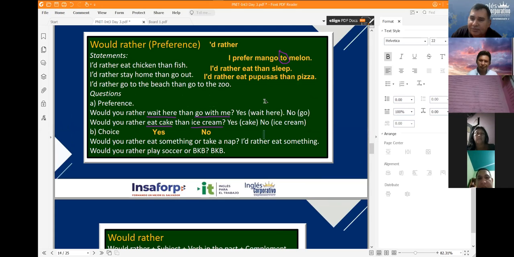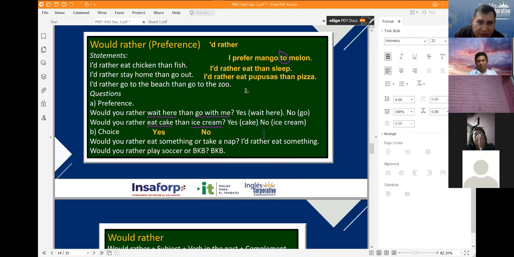Always when I use "rather", after the "rather", I can use the verbs. You have to use the verb, yes. I'd rather go, I'd rather play, I'd rather eat, I'd rather visit, I'd rather... yes. Okay, well, this is the simplest form.